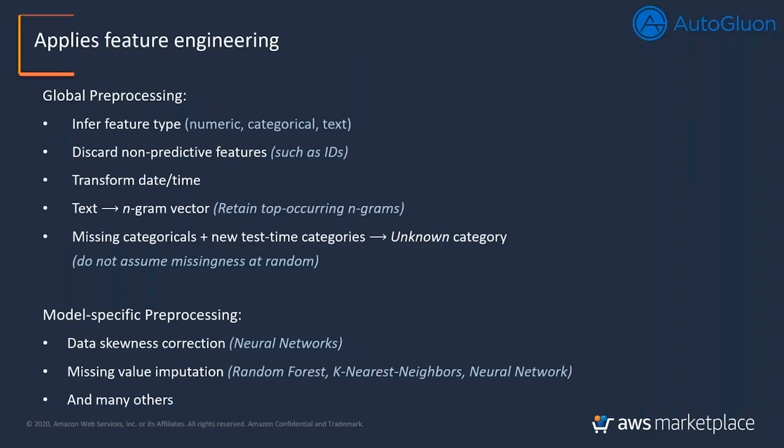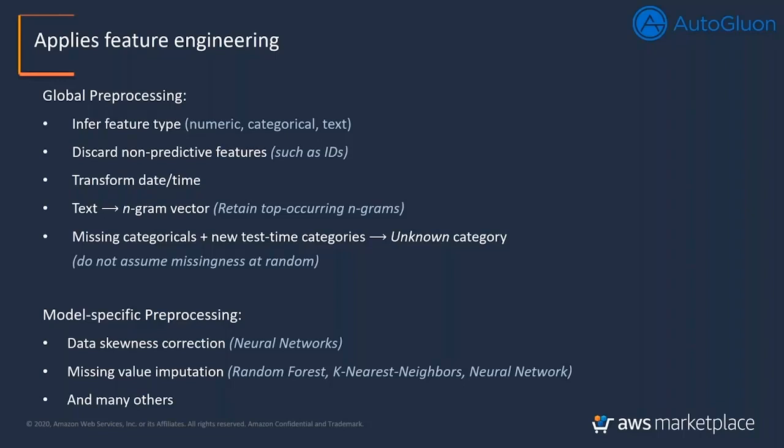So AutoGluon applies feature engineering. We have global preprocessing and model-specific preprocessing stages. We infer the feature type, we discard non-predictive features, then we transform date and time features into appropriate features for use in machine learning models. For text, we even have text support, where we automatically send them through count vectorization models, which generate n-gram features. And we treat missing categoricals and new test time categories as unknowns.